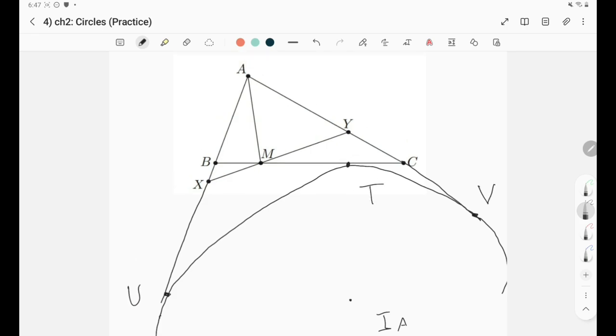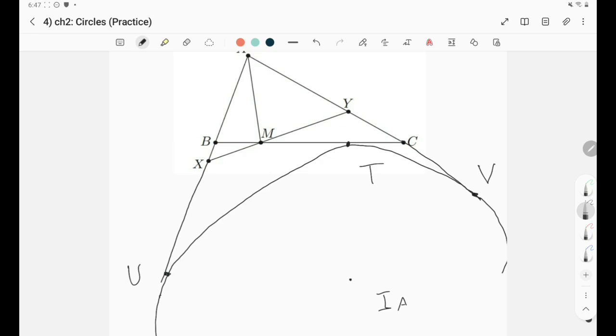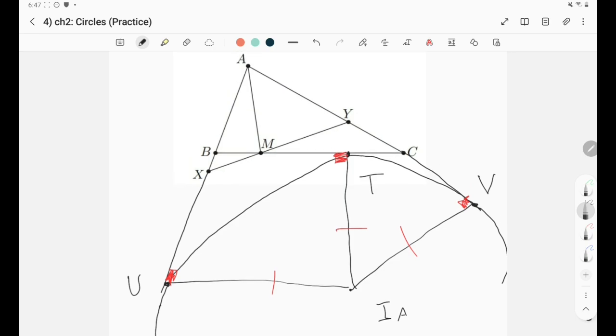Now, we know that if we drop just the perpendiculars or projections from IA to these, all of these are, of course, 90s. And they're all equal, of course. They are RA, in fact. And how exactly does S appear here? Well, it's just the length of this thing, AU. AU is S, which is 2. AV is S, which is 2.